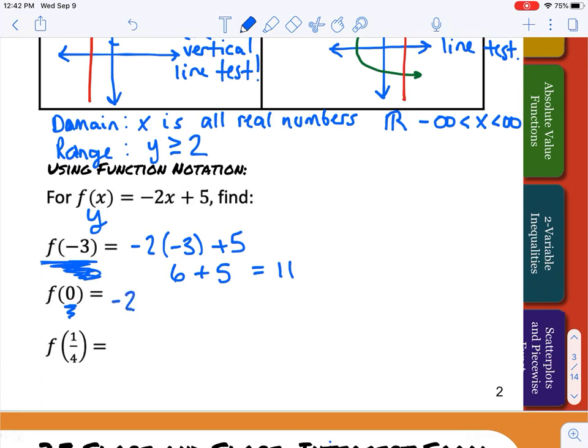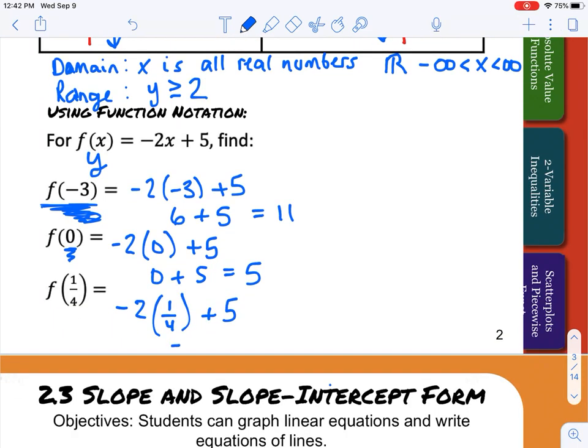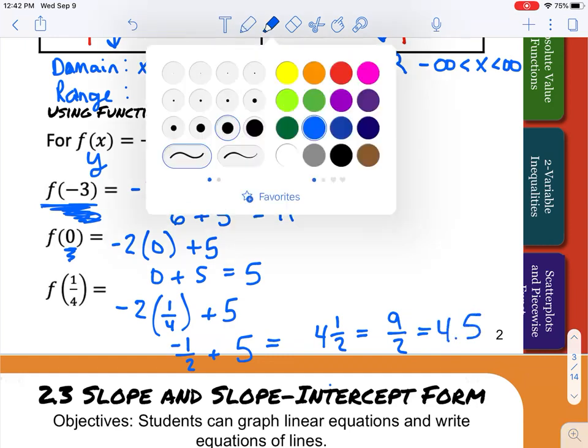Once again, x is 0, so we'll plug 0 in to our expression. So 0 plus 5 equals 5. And this time we plug in 1/4. And this is -1/2 plus 5. There's a couple ways you can write this. You can write this as 4.5. You can write this as 9/2. And those are all correct solutions for that one.